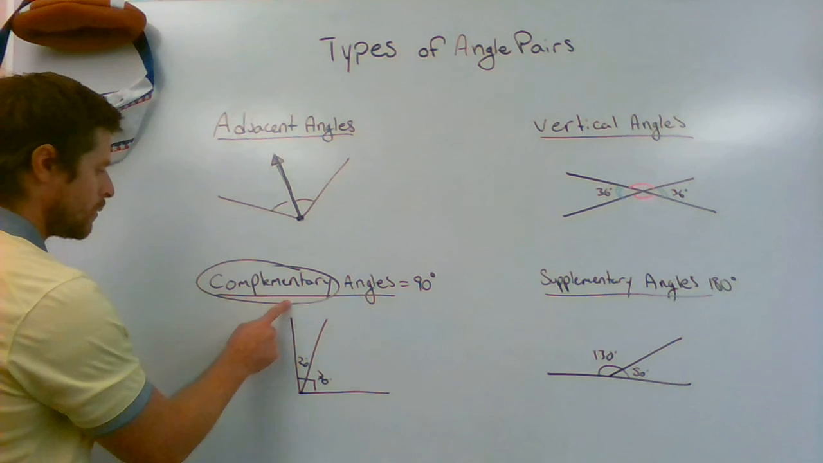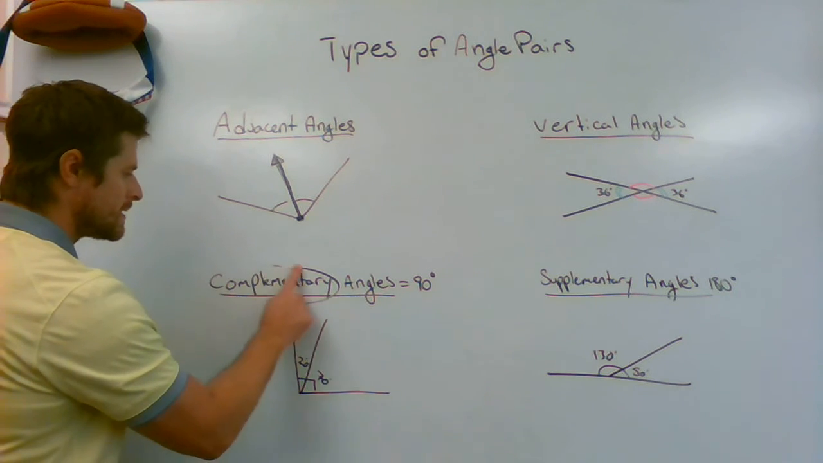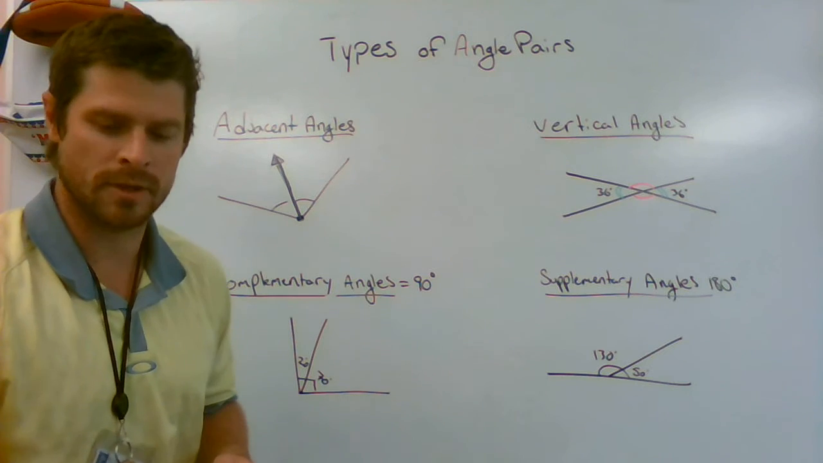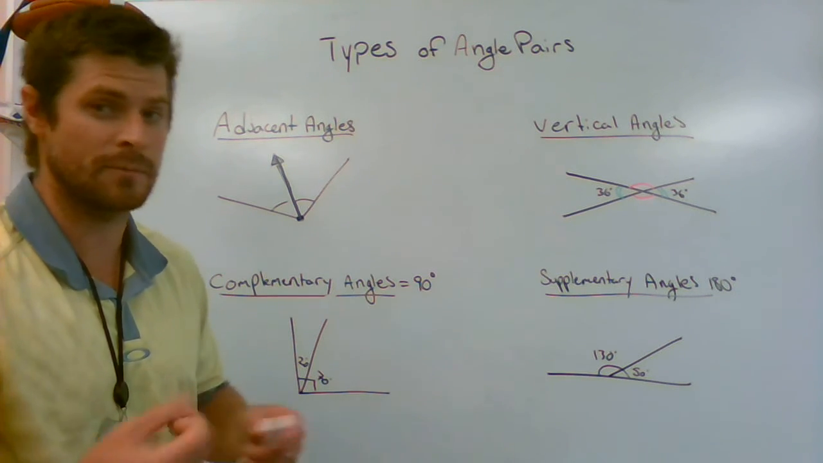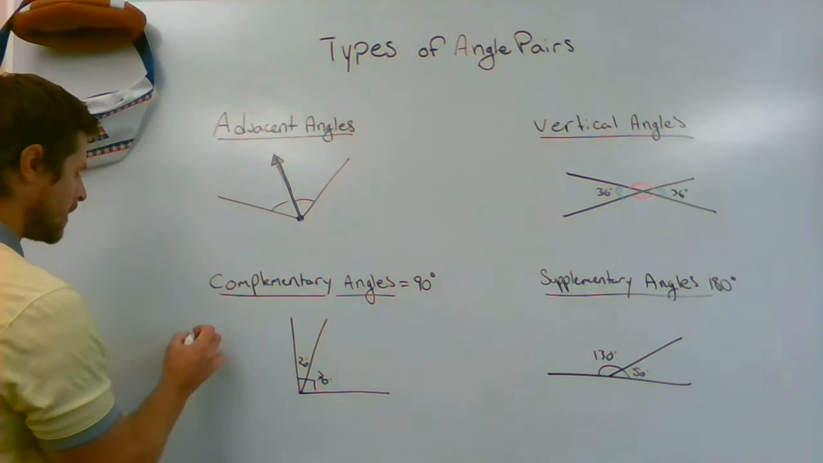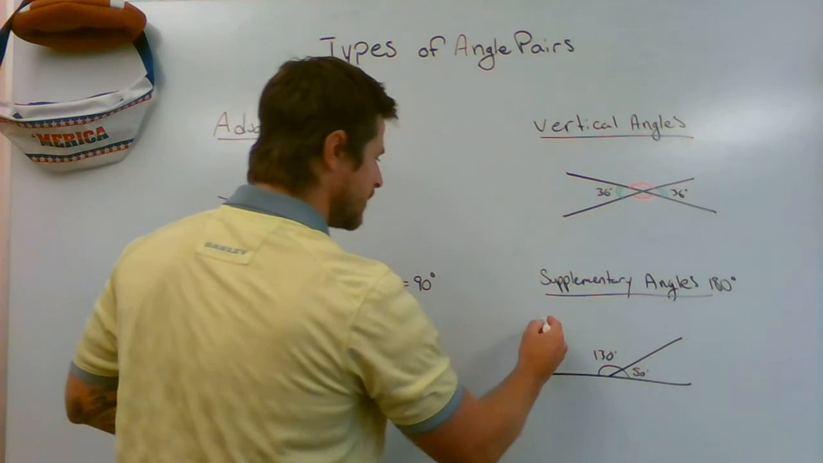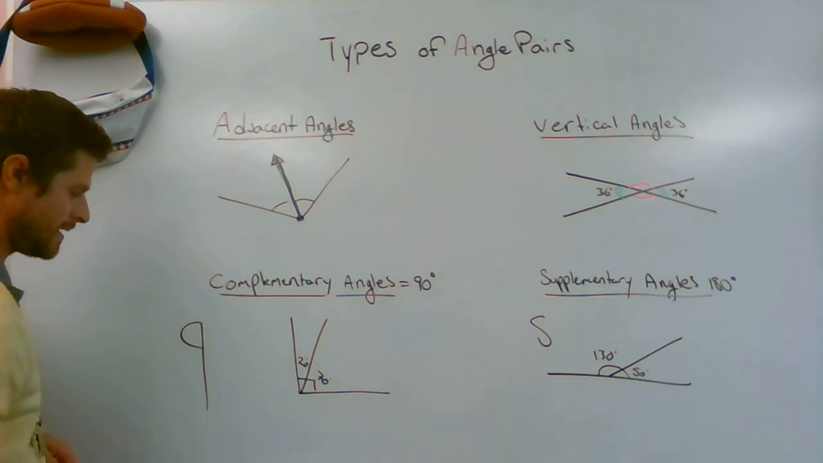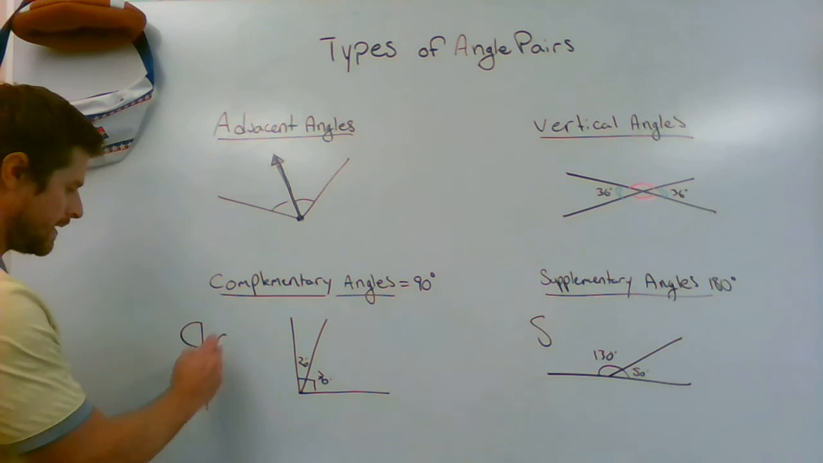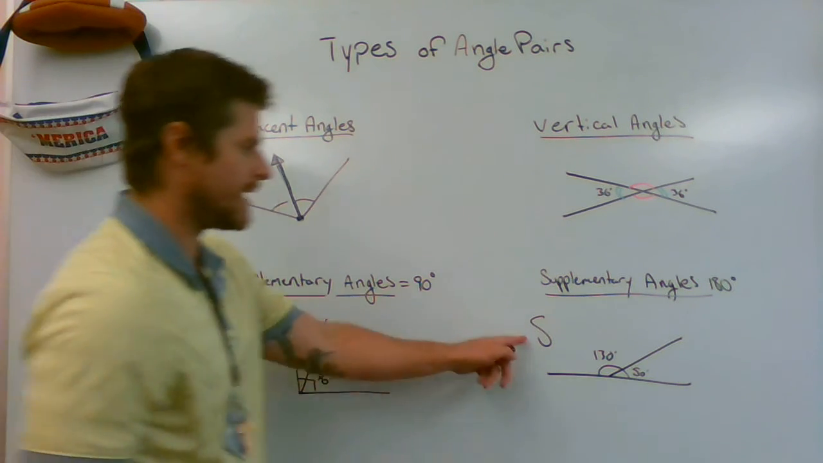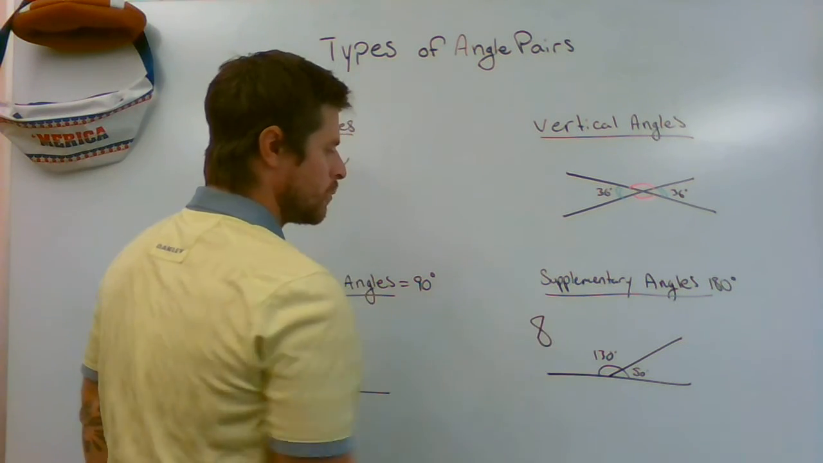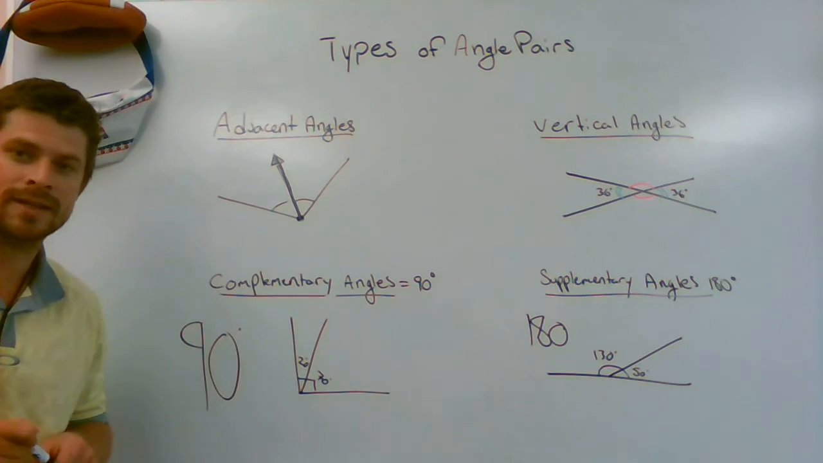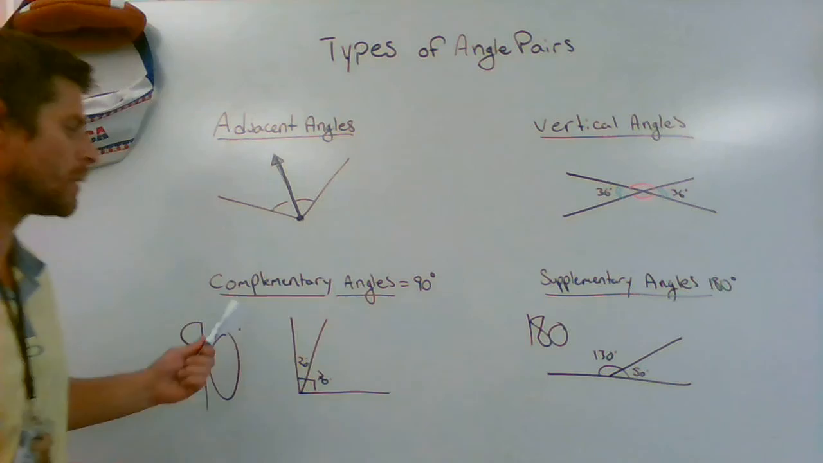Also, one thing I will remind you of is that complementary and supplementary, those two words, very, very similar. How do I remember which one's 90 and which one's 180? Well, complementary C, supplementary S. With the C, I can turn that into a 9 by doing one line, 90 degrees. With an S, I can turn it into an 8 with one line, 180 degrees. That's my little trick of the day. I hope it helps you to remember which one's which.